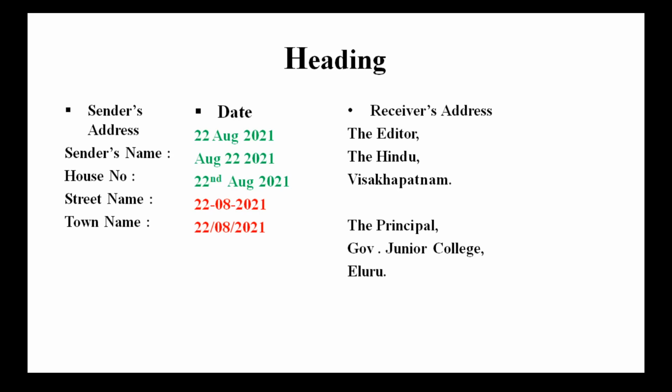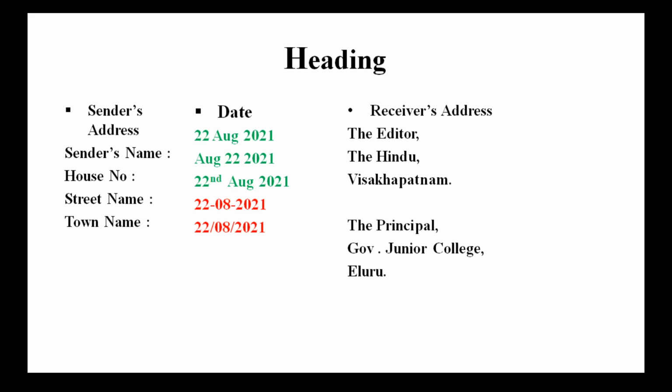While writing date, the date should be written in full form. For example, 22 August 2021, August 22, 2021, 22nd August 2021. But we should not write 22-08-2021 or 22/08/2021. So you should avoid writing date in this way.